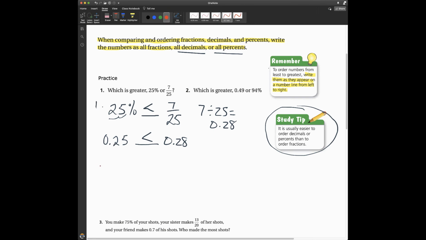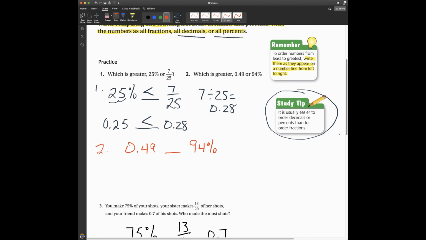Let's look at number two, which is greater. 0 and 49 hundredths or 94%. All right, so I'm going to stop the video here. If you're watching this on YouTube, go ahead and pause it and work this one out. And if you are watching it in Edpuzzle, it will pause now so that you can work this problem out.